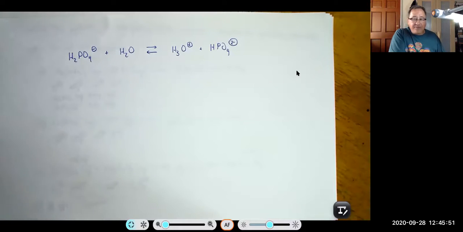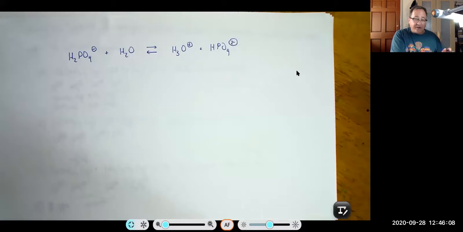Identify pairs. And then for each pair, one's an acid, one's a base. The acid has more hydrogens. And give me a thumbs up when you're done.